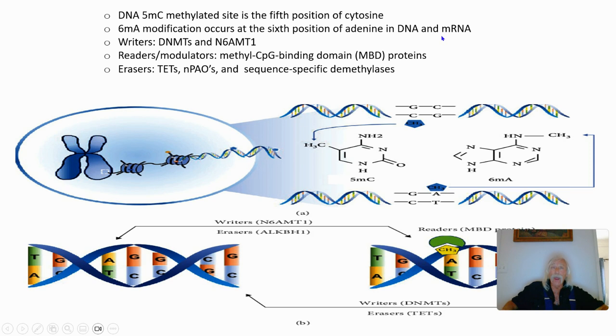Now, the writers for epigenetic, the authors of epigenetic reprogramming of gene expression, because that's what epigenetic modification will do, alter the expression of the genes that have been epigenetically modified, such as with this methylation pattern. They include enzymes like DNMTs and also the N6-AMT1, so that you can see the products of those reactions, right?